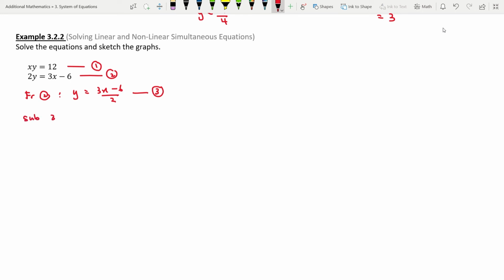We substitute equation 3 into equation 1. x multiplied by (3x minus 6) over 2 is equal to 12. We expand the bracket and multiply the whole equation by 2. We will obtain 3x squared minus 6x is equal to 24. We rearrange the equation into general form: 3x squared minus 6x minus 24 is equal to 0. Then we need to factorize this quadratic equation.